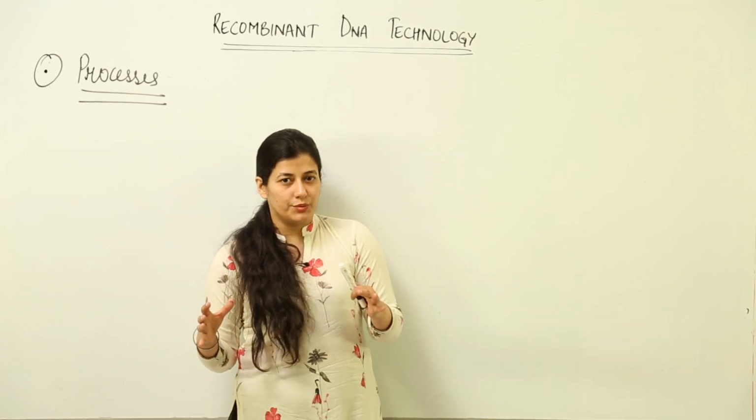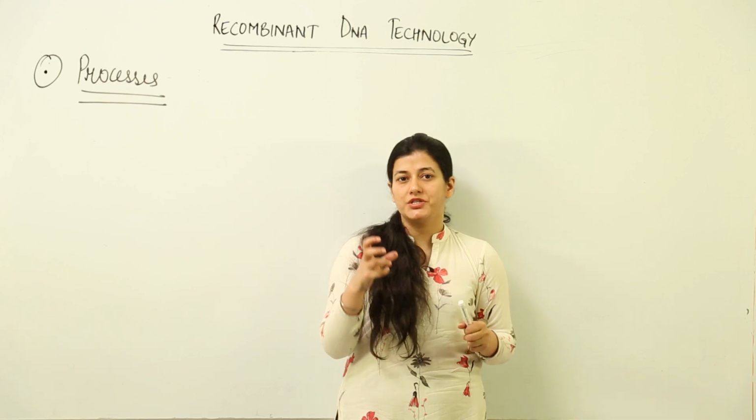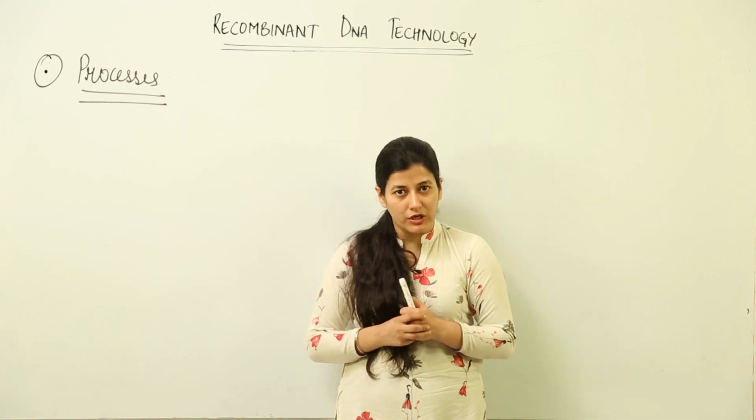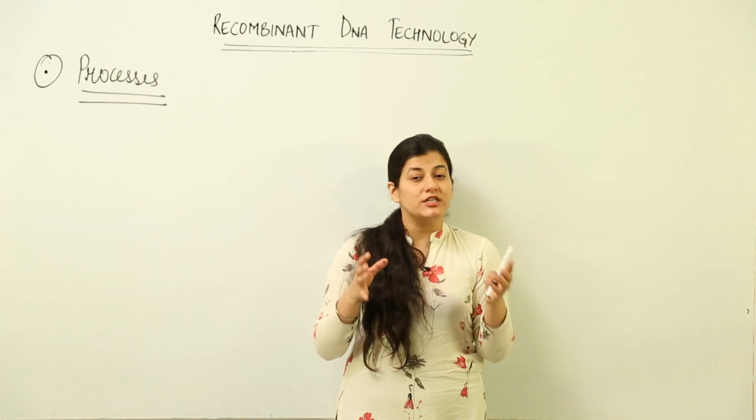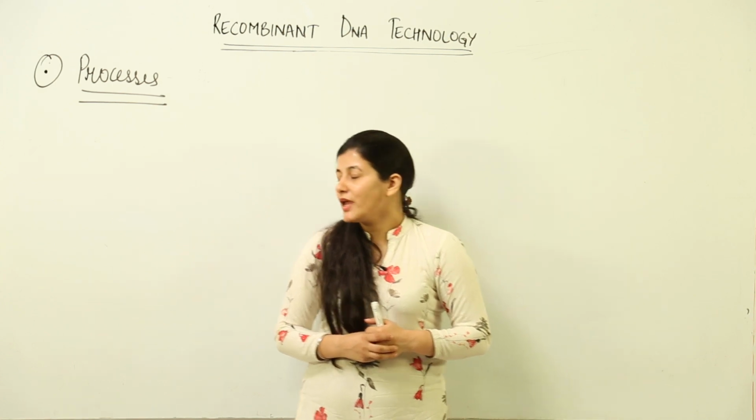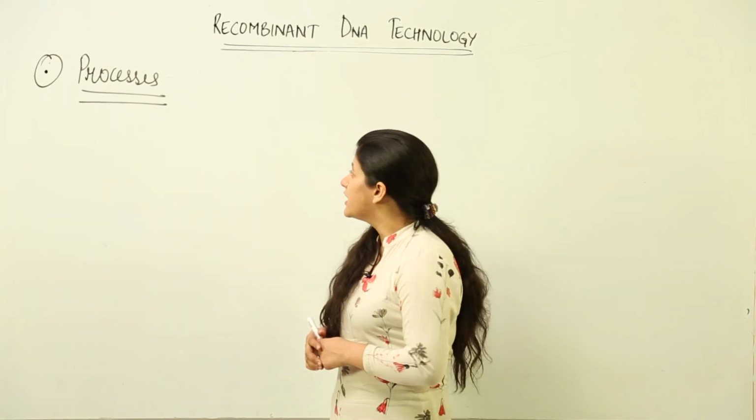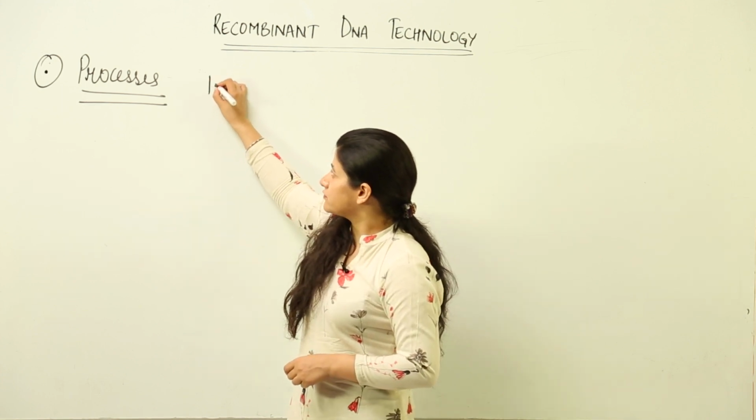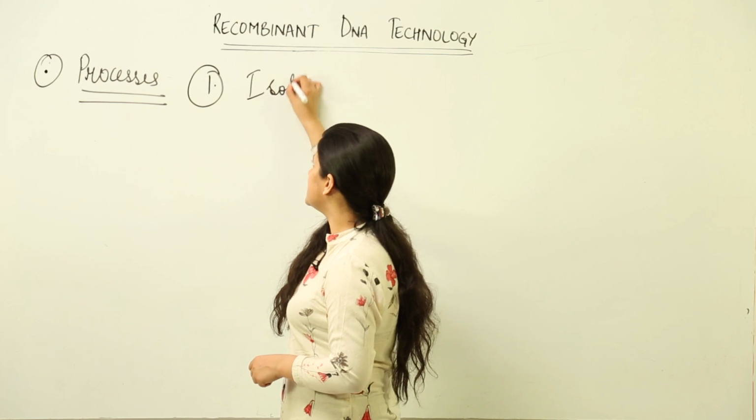We had taken an overview of how recombinant DNA technology works and how a genetically modified organism would be obtained, or rather, to put it in other words, we have seen how a transformant is obtained which contains the recombinant DNA. Now we are going to see what all processes are taking place and how they take place. So the first stage that we have is isolation of genetic material.